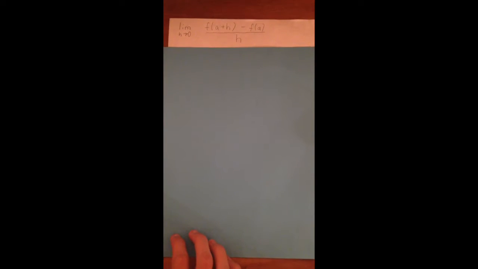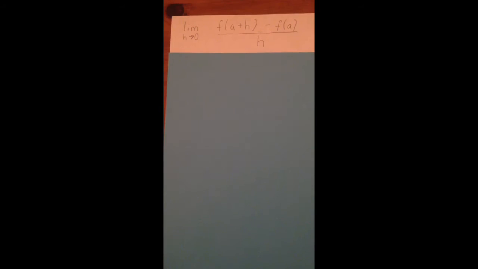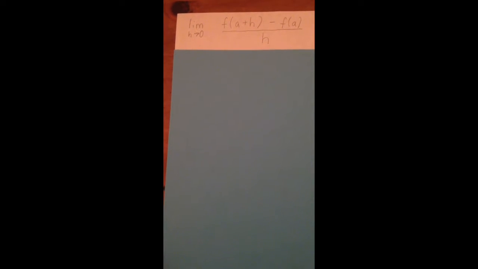The goal is to simplify the expression and eventually get a value, which is the slope of the tangent line. We can then use point slope form to find the equation of the line. Let's do an example. We have the function f of x equals x squared, and the goal is to find the tangent line that goes through the point 2, 4.